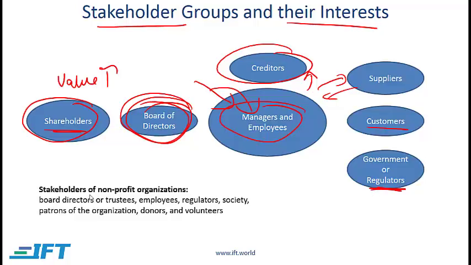With non-profit organizations, the stakeholders are slightly different because we don't really have shareholders. Here we have instead board of directors or trustees who need to ensure that the organization is following its stated mandate. Obviously, other stakeholders are similar. We have employees of the organization, we have regulators, we have societies at large, we have the patrons of the organization, the donors and volunteers.